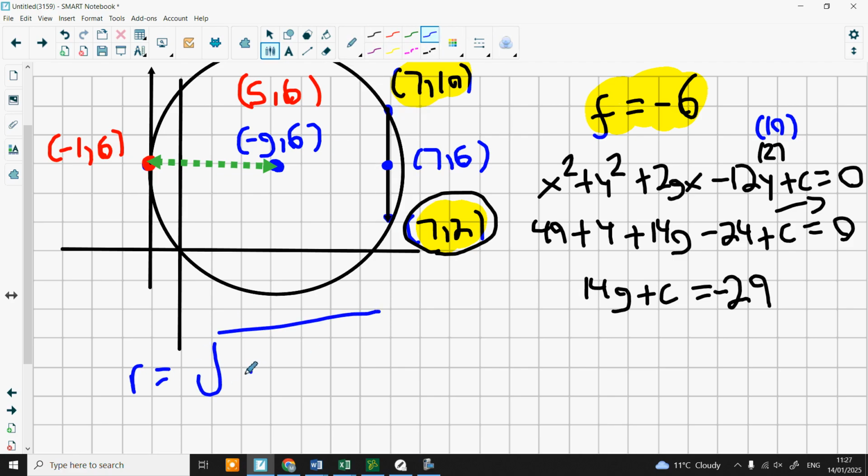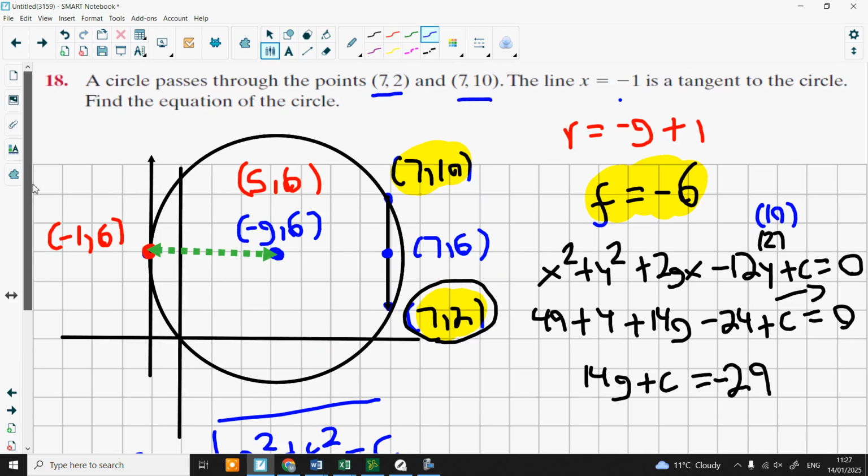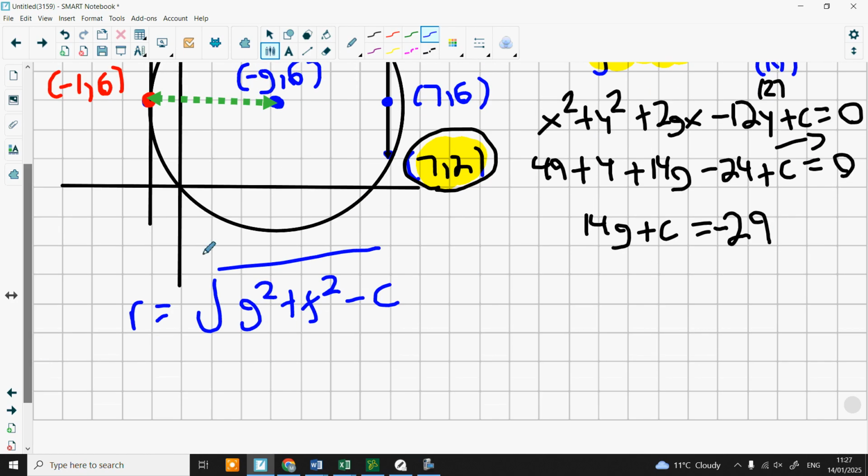R equals G squared plus F squared minus C. And what do we say R is again? R is minus G plus 1. Can I just do it this way? Because I have it set up. Minus G plus 1, is that right?